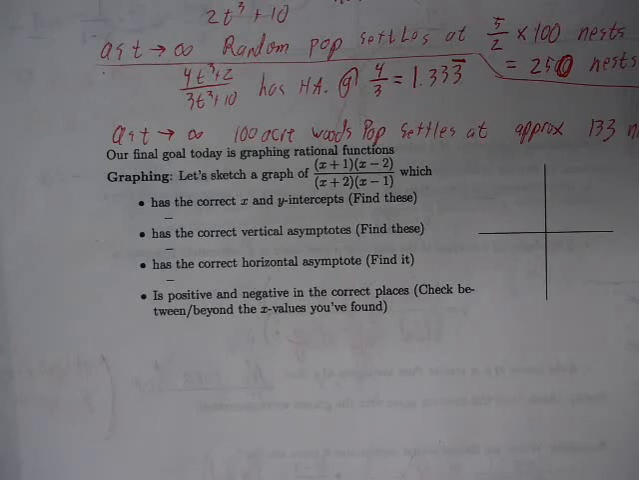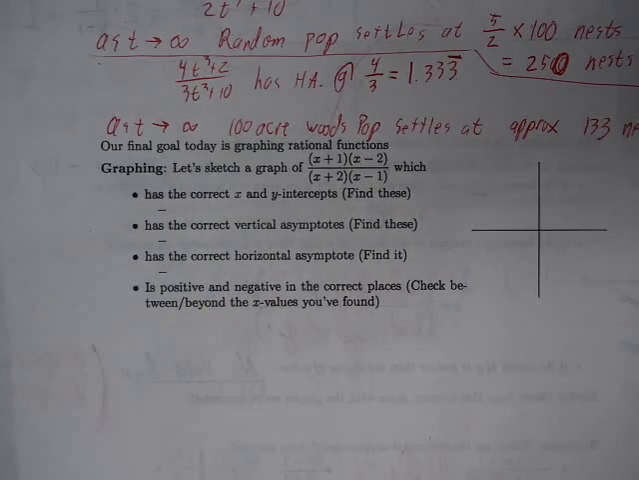So I guess that means we better find the x and y intercepts if we're going to make them be correct. It has the correct vertical asymptotes, so we better find those. It has the correct horizontal asymptotes. It has the correct positivity and negativity. It needs to be positive and negative in the right places. So let's go through and try to do that.